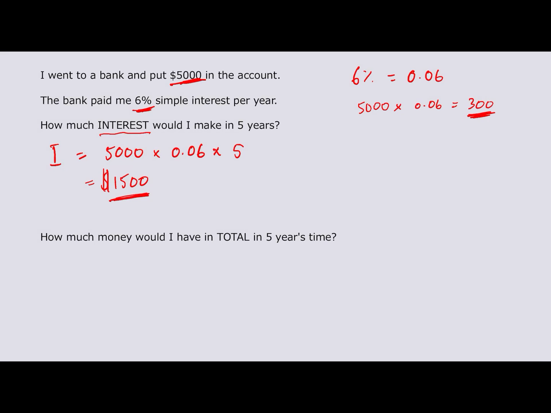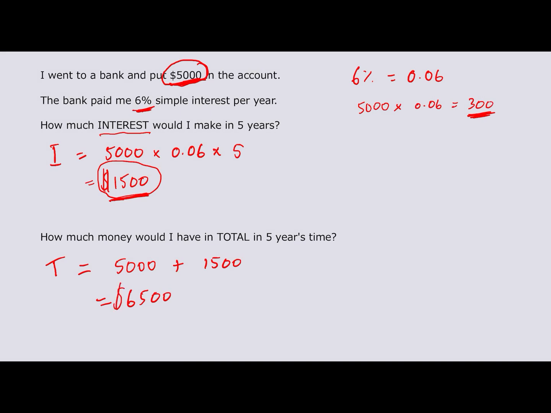Now let's be very clear. If you put $5,000 into a bank and then after 5 years you only had $1,500, you'd be pretty angry, right? So let's be very clear. This is the amount of interest you earned. It's not the amount of money you have in the account, because this $5,000, that's not going anywhere. That's still there. This interest is in addition to that $5,000.